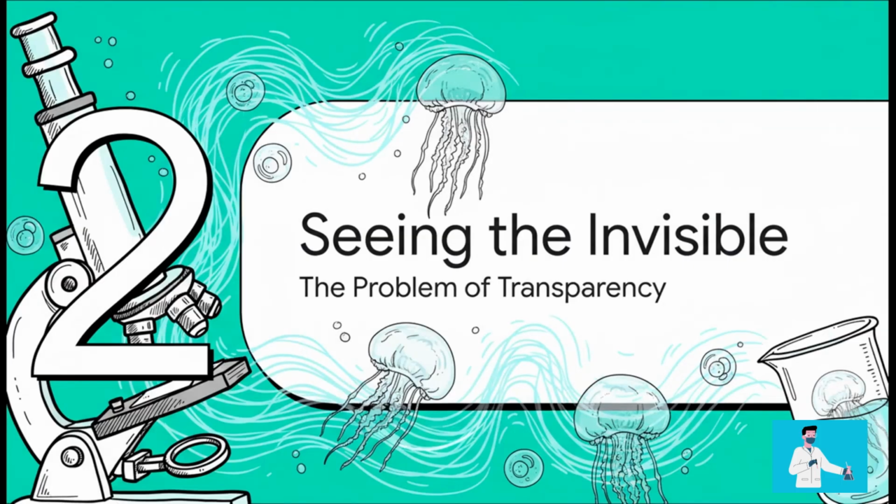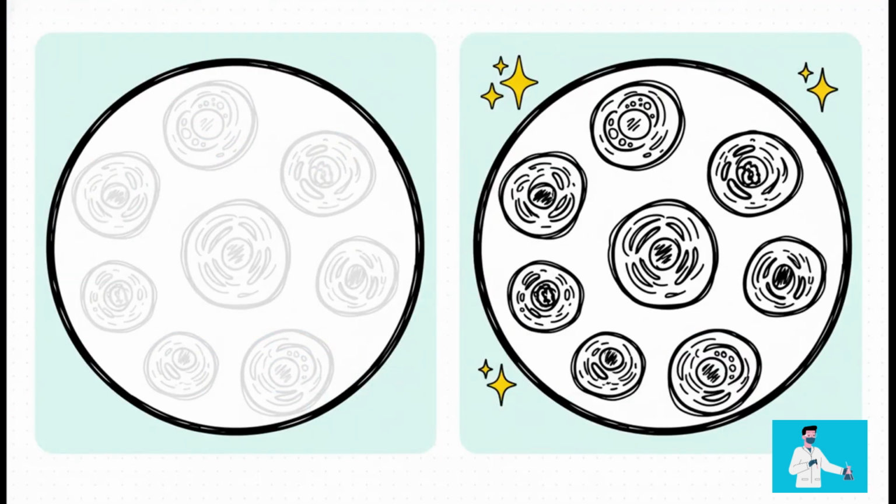So, these early pioneers could see stuff, but they hit a huge wall. How do you actually observe living cells when they're mostly water and almost completely transparent? It's kind of like trying to see a perfectly clear jellyfish in a glass of clean water. It's tricky. And this slide just illustrates the problem perfectly.